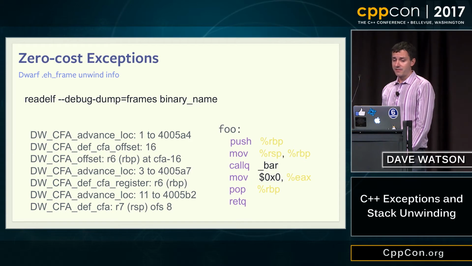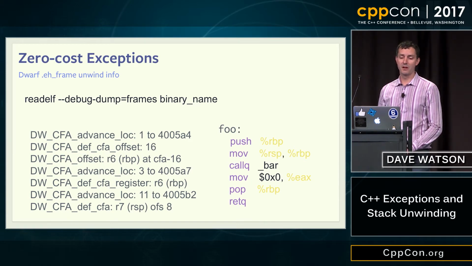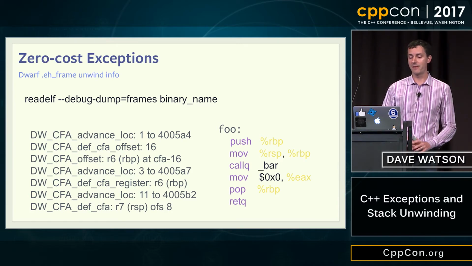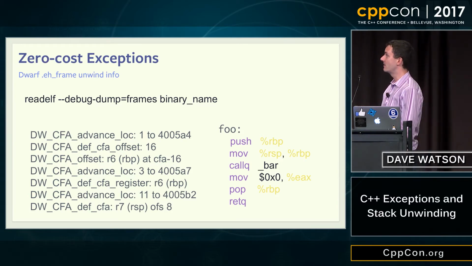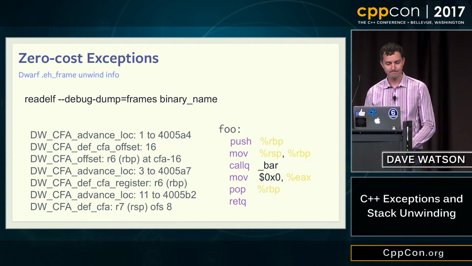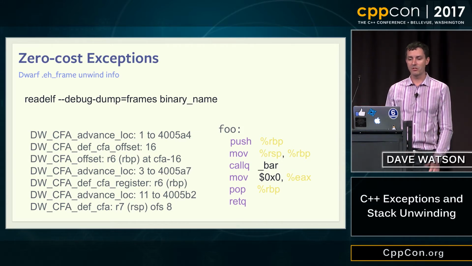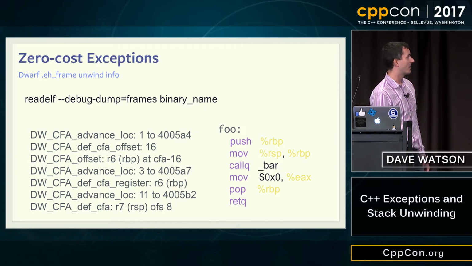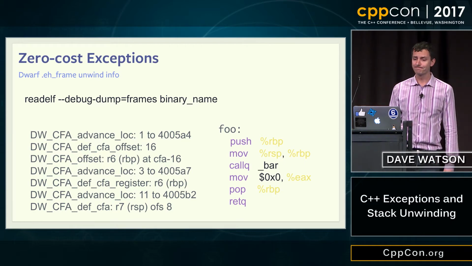And this corresponds to the generated assembly like this. It's a standard function prologue of pushing the old frame pointer onto the stack, moving the current stack pointer into the frame pointer, doing whatever we did in our function, and then the standard function epilogue of popping off the old frame pointer.